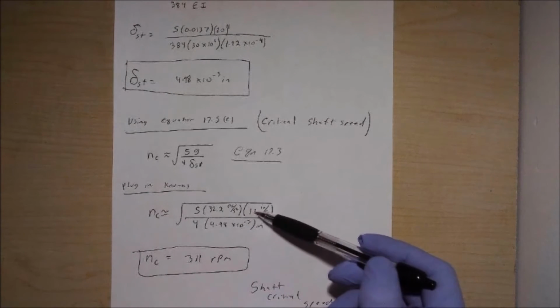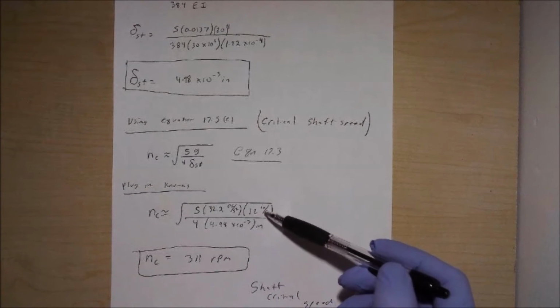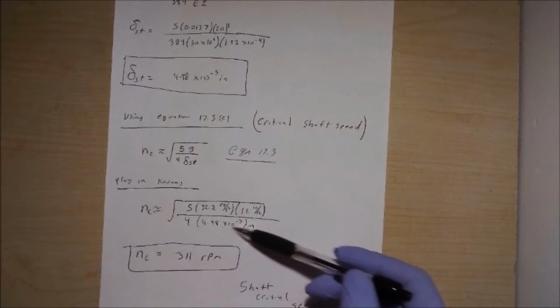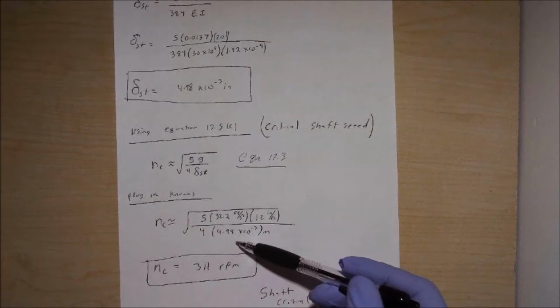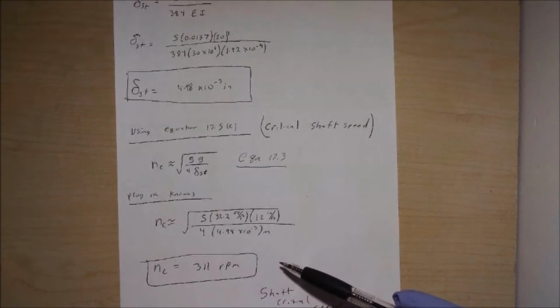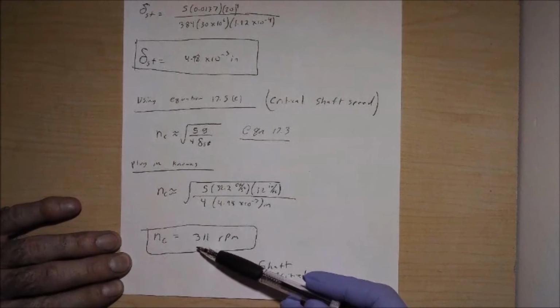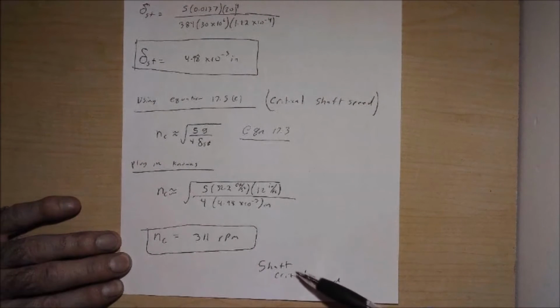If we want to go from feet to inches, we multiply through here by our 12 inches in a foot, and then we come down here to our bottom, 4 times our value that we've already solved for, our 4.98 times 10 to the negative third in inches. Run this through, and we end up with N sub C equal to 311 RPM for our shaft critical speed.